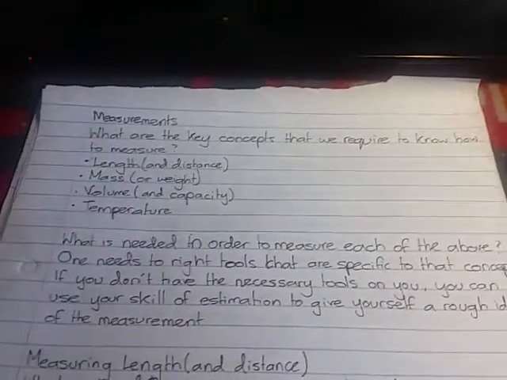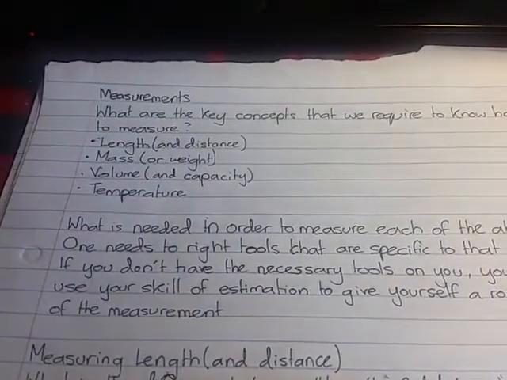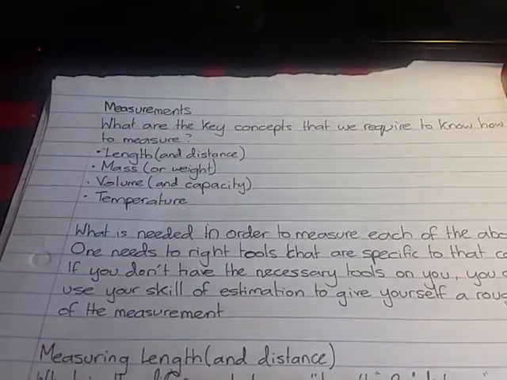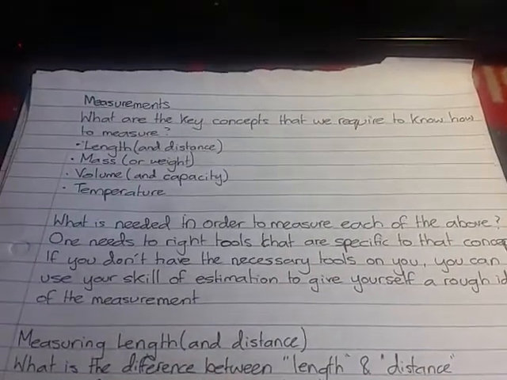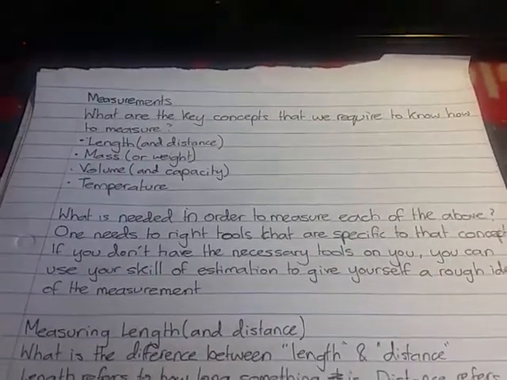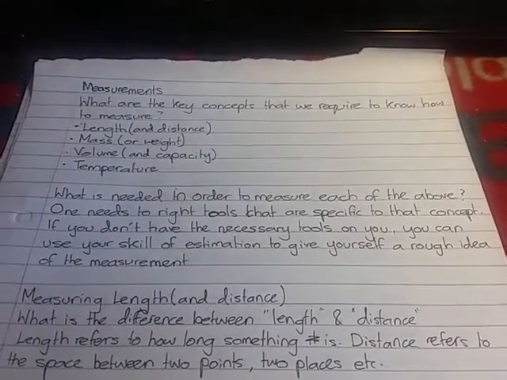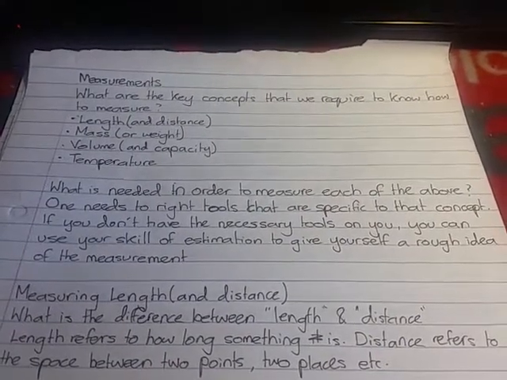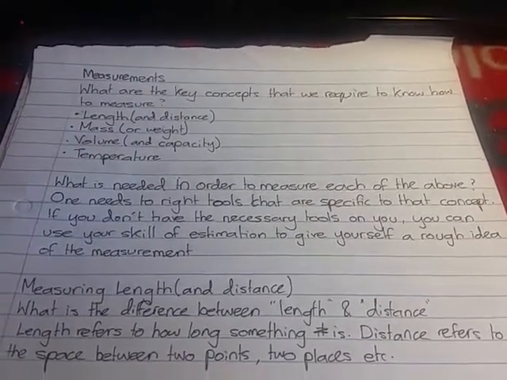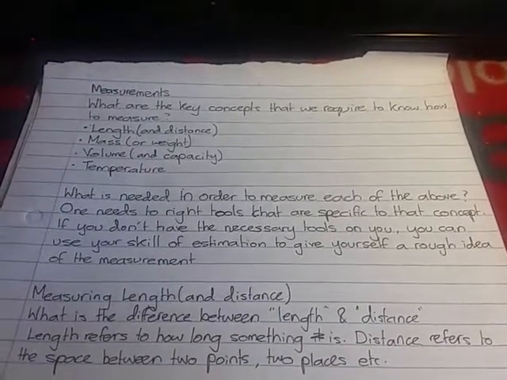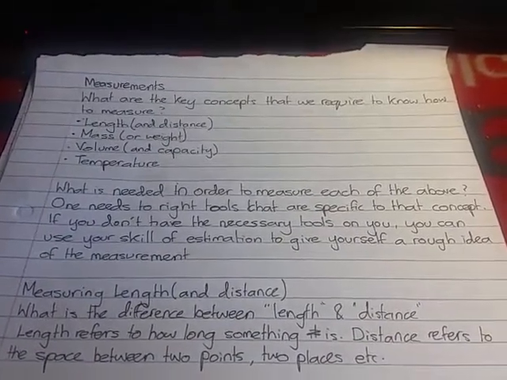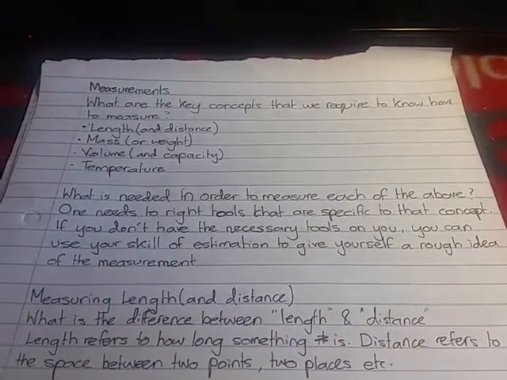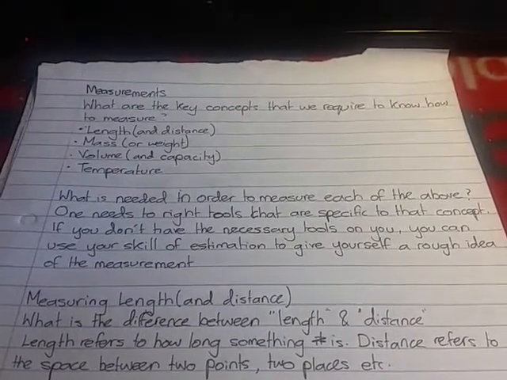Now let's go into the specifics, starting with measuring length and distance. Now, I've been using length and distance as though they were 2 separate terms. So what is the actual difference between length and distance? Well, in terms of everyday usage, length is how long something is, and distance refers to the space between 2 points or places. I understand this is not the proper scientific definition of distance, but in terms of everyday life, which is what mathematics literacy is all about, it gets to the point.